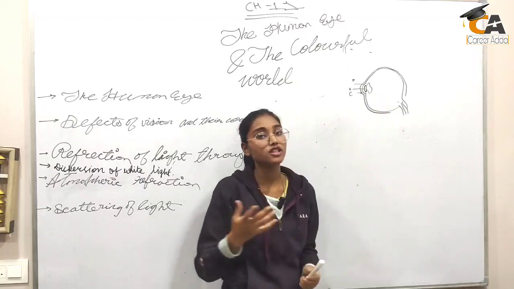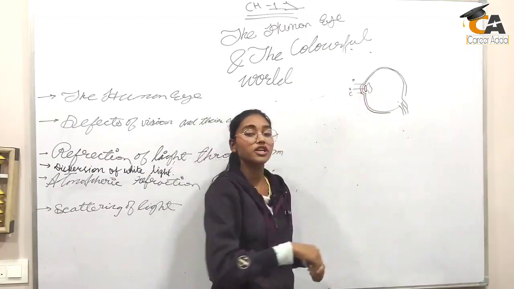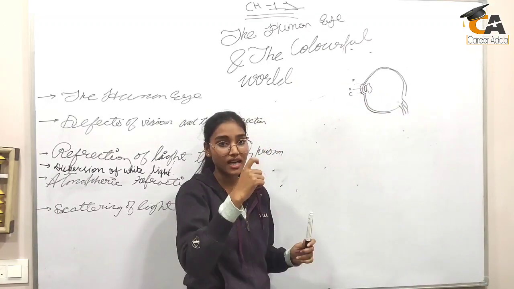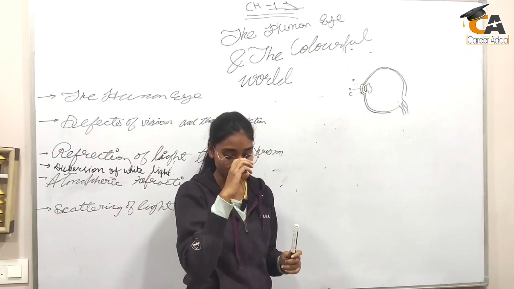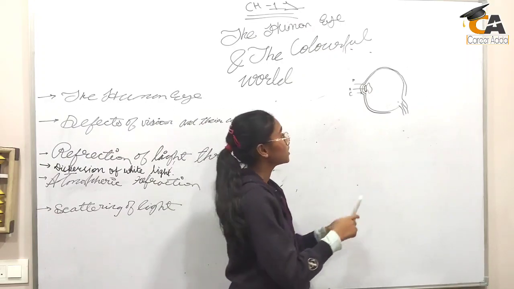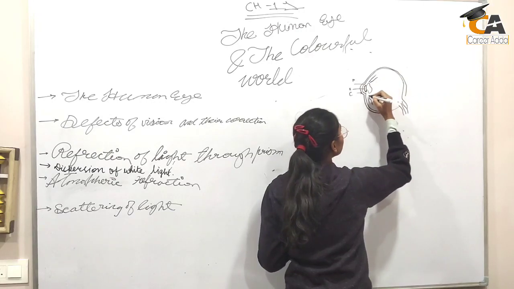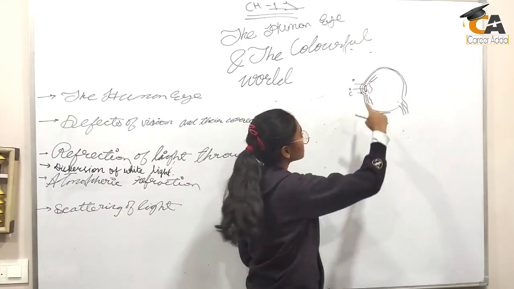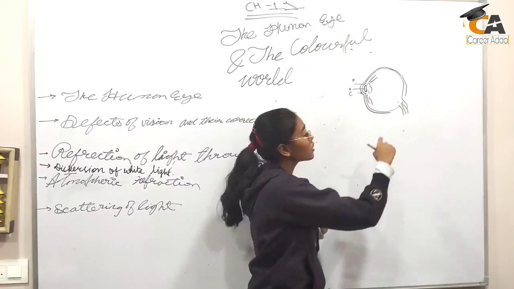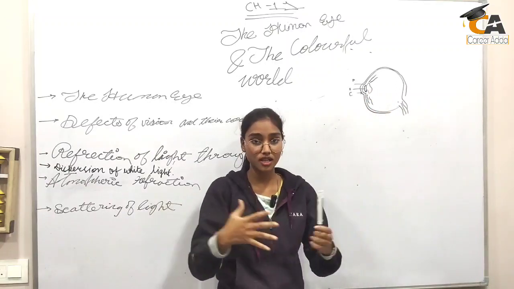Now pupil. What is the pupil? The pupil is the upper part of the iris and it determines the size of the opening of the eyeball. From this, there are ciliary muscles present over here. Now what is the work of the ciliary muscles? As you can see, this is the eyeball. The work of the ciliary muscles is contraction and expansion.